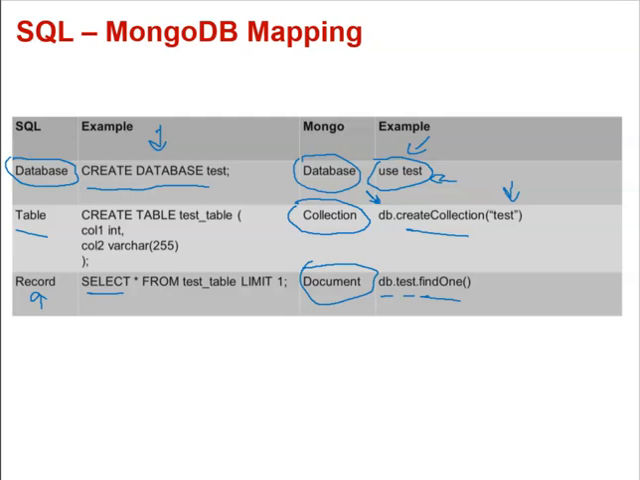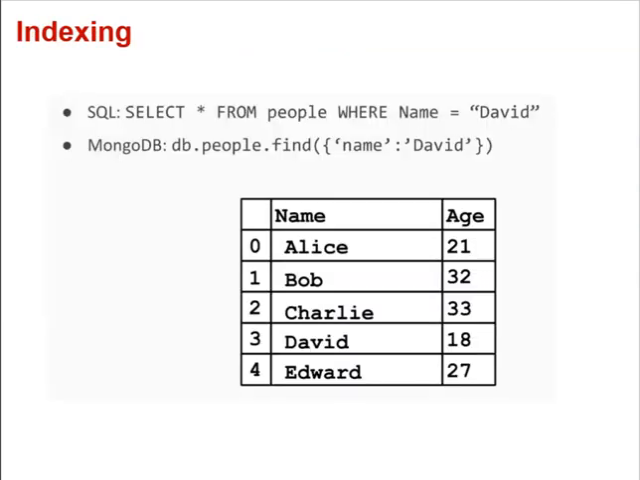Now here is another example of how you would compare indexing between SQL and MongoDB. In SQL, let's say we want the information of a particular record, for example, we want to extract the information of David. We would use the where clause along with the select statement, and then we would say where name is equal to David. In MongoDB, we would type in the database and the collection, then dot find, and in parentheses, name.